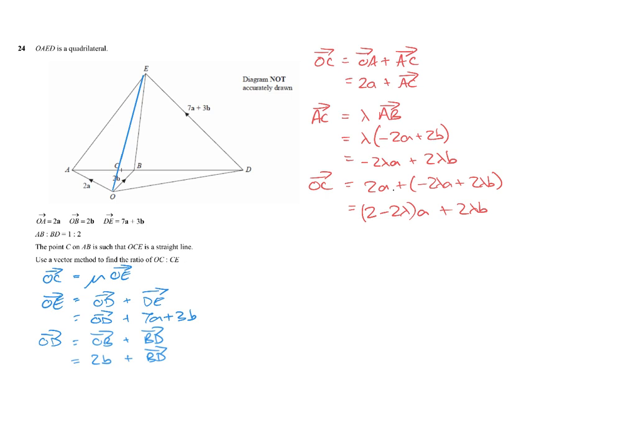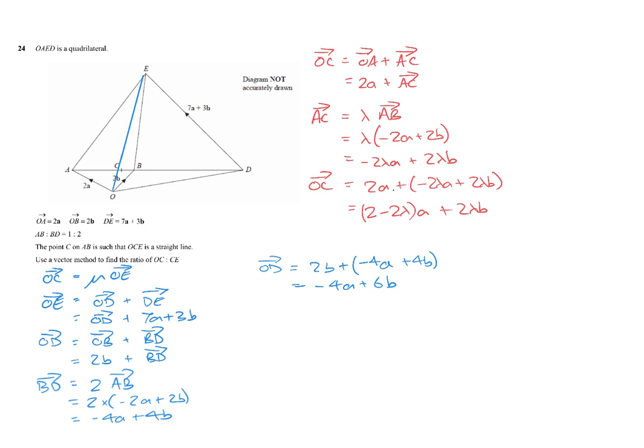Let's write that down. So BD is equal to double AB, which is 2 multiplied by, and the vector AB we know is minus 2A plus 2B, which becomes minus 4A plus 4B. So therefore I know that O to D is equal to 2B plus minus 4A plus 4B. So we have minus 4A plus 6B is my vector of O to D.